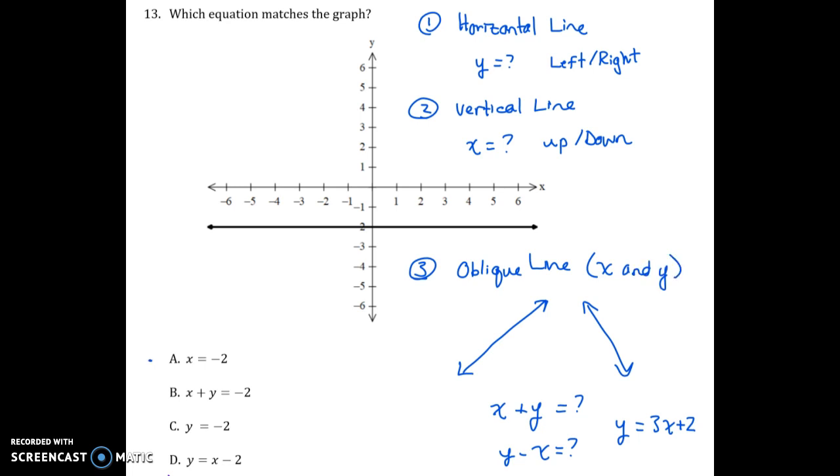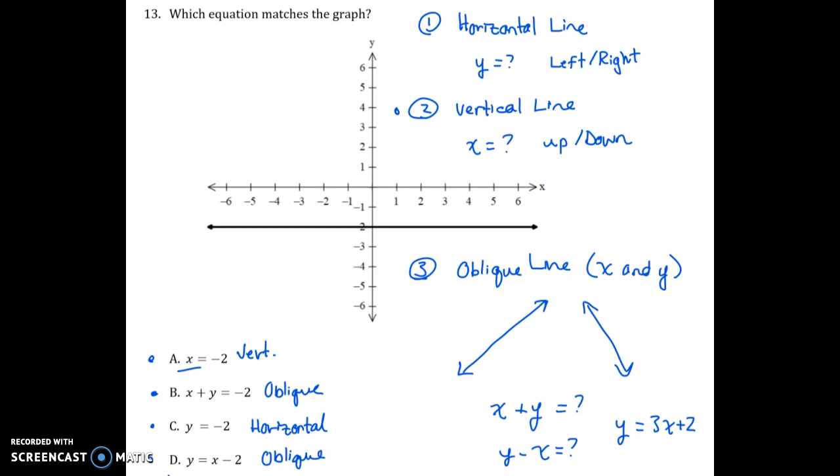So if we look at the four options we have over here on the left, in A we've got x equals, so that corresponds to our vertical line. In B we've got x and y, so that corresponds to an oblique line. And for C we've got y equals -2, that's a horizontal.